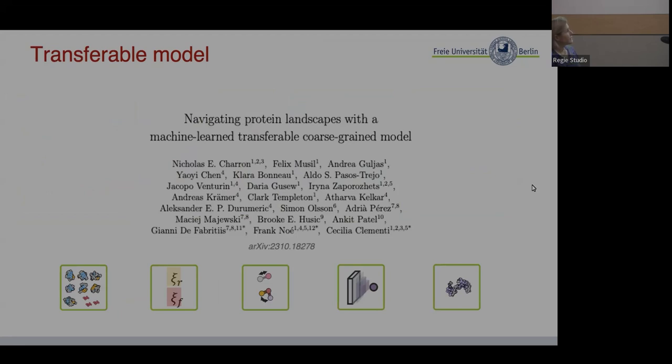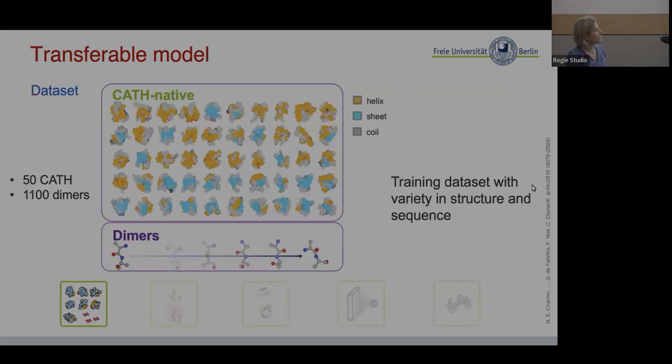So this is our preprint. We just submitted the revised version of this paper. I'm going to show you some results on this transferable coarse-grained model. So this is the data set, and even if it's large, it's actually quite small by machine learning standards. It's 50 proteins that are not larger than 75 residues each.